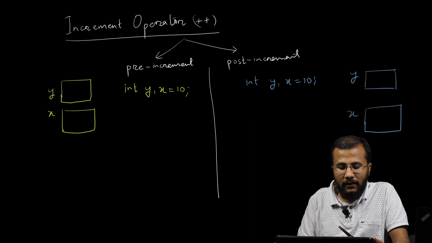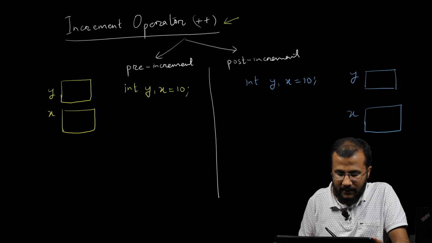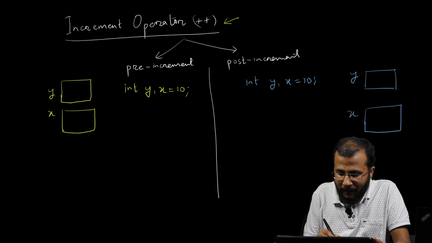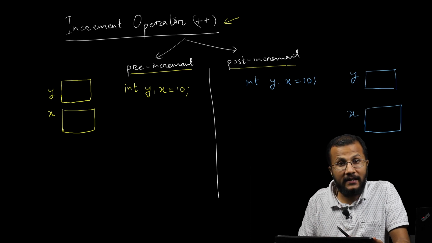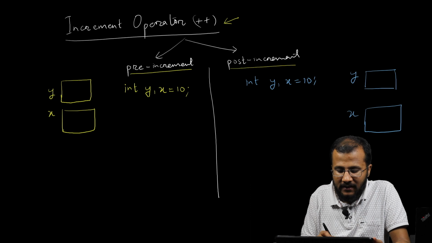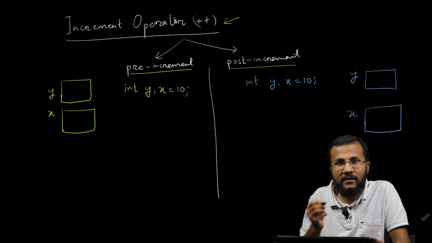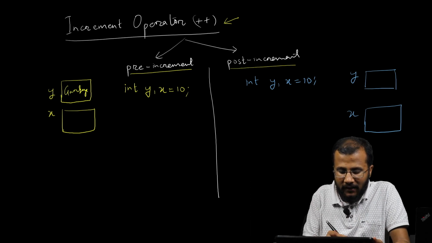Okay, now let's try to learn about the increment operator plus plus in more detail. Now it has two variations, that is pre-increment and post-increment. Now first let's try to see what is pre-increment. Okay, so here I have declared two variables y and x. Y is not assigned any value, so y will have some garbage value. And x is having the value 10.